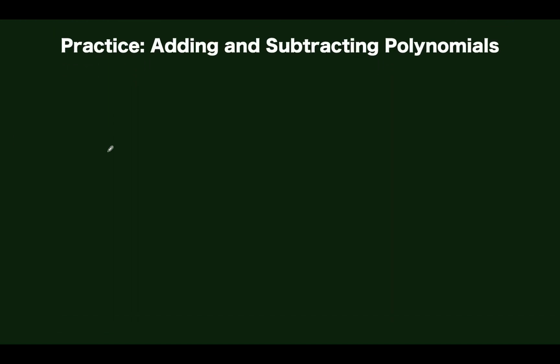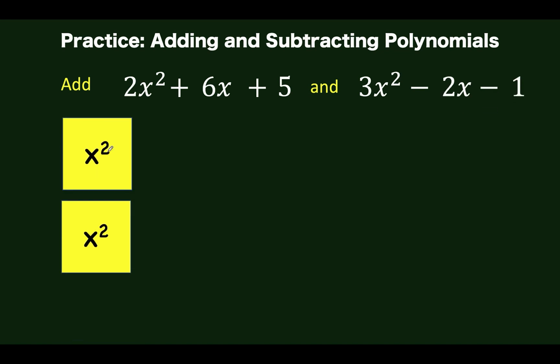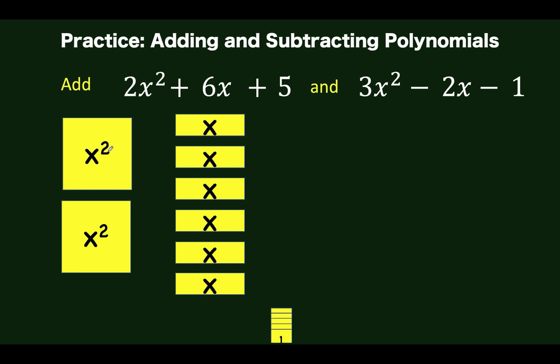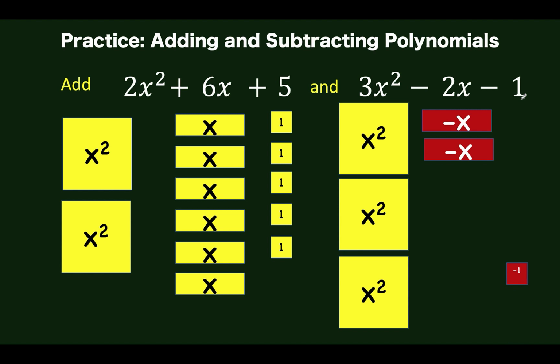Let's have more examples. Add 2x squared plus 6x plus 5 and 3x squared minus 2x minus 1. Let's visualize them. There are 2x squareds, there are 6x's, and 5 constants, and this is 3x squared. Now you have here minus 2x, so think of this as negative 2x, so it should be red, and you have minus 1, that should also be red.